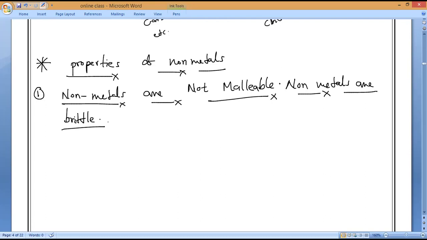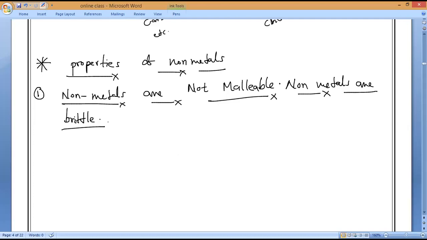Brittle means which can break easily. For example, do you know a chalk piece? Can you break the chalk piece easily? Yes. Non-metals are like that only. We can break them easily, they are not hard enough. Understand?